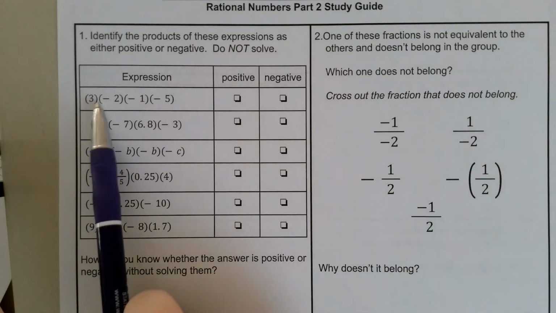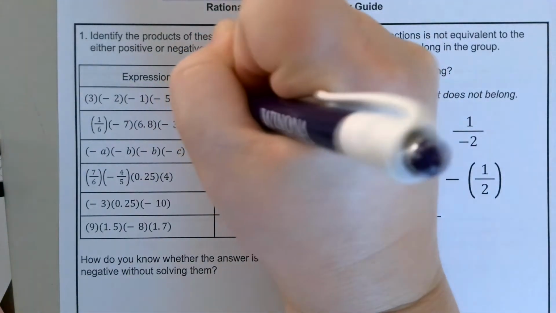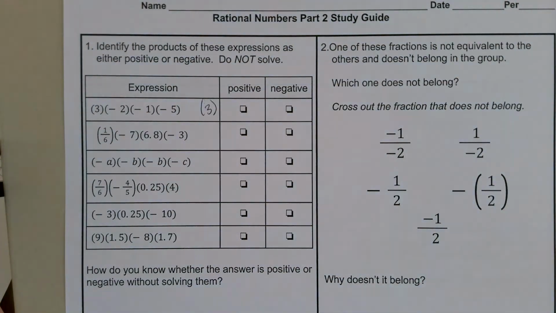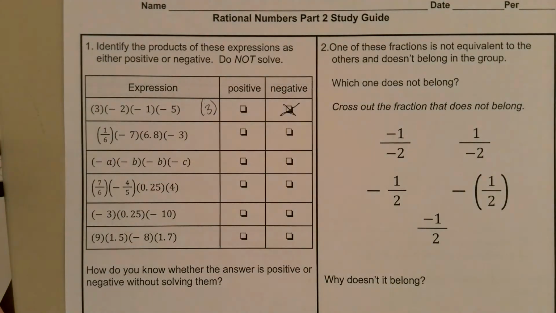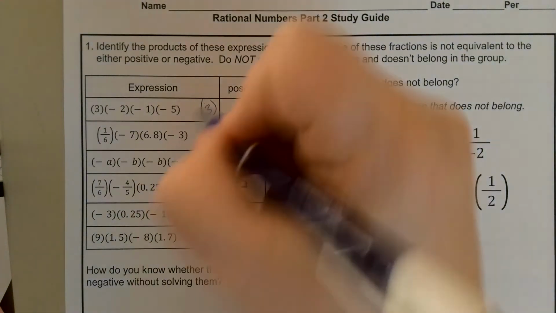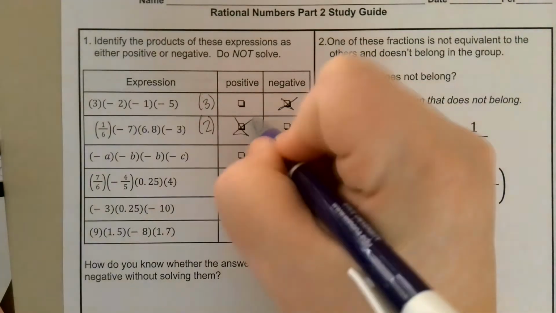So the first one, I know there are 1, 2, 3 negatives. 3 is an odd number, so it is negative. Second one, there are 1, 2 negatives. 2 negatives make a positive.